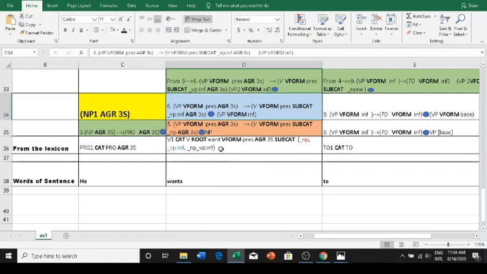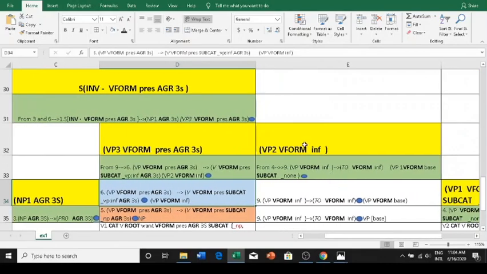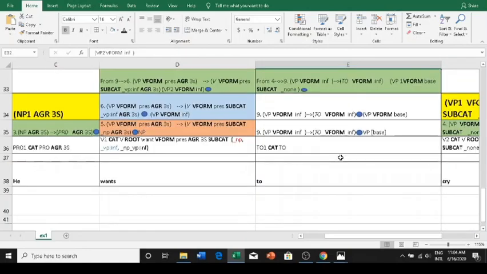Okay, so we have a V with V form as present, AGR as 3s. We are going to instantiate that V form as present tense and AGR as 3s, and we will put a dot after the V. The next thing we need is a verb phrase with infinitive. Luckily, we have a verb phrase with V form as infinitive just on the right.